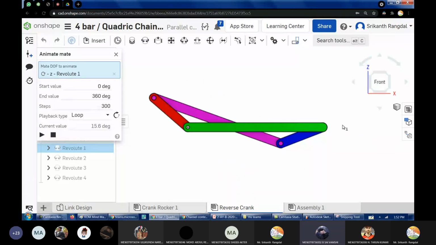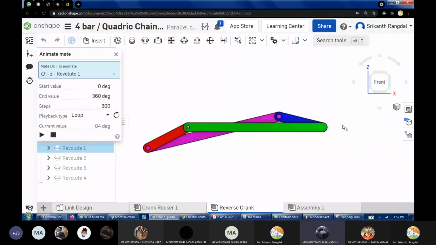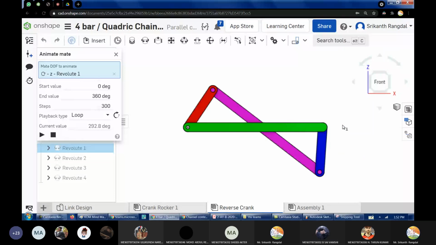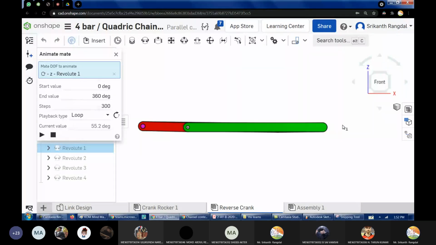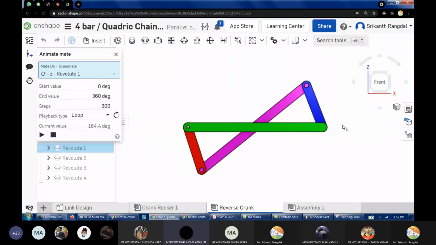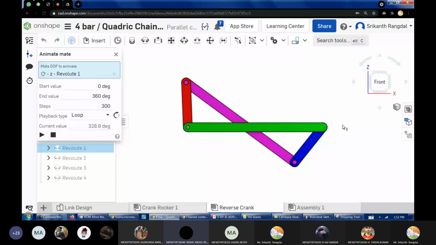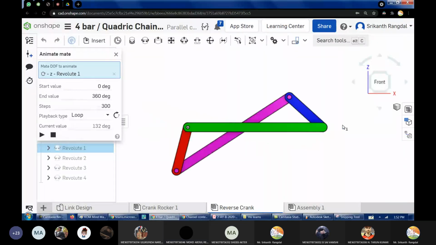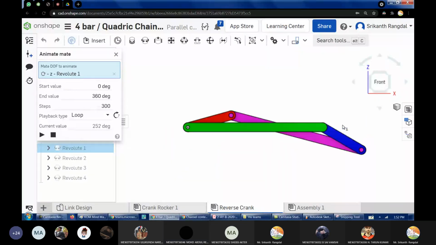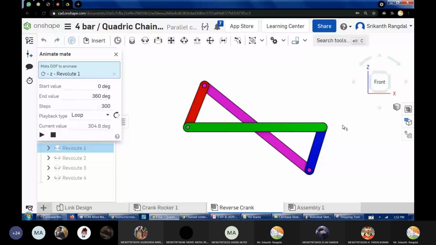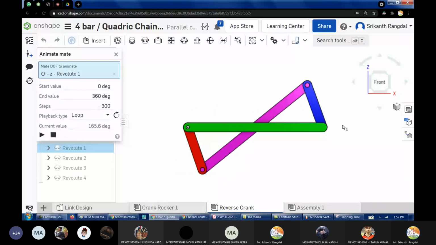Both are moving in opposite direction. Once again, both are rotating, but the blue link is rotating clockwise and red is anti-clockwise. So they are rotating opposite to each other. So that's what we are getting.